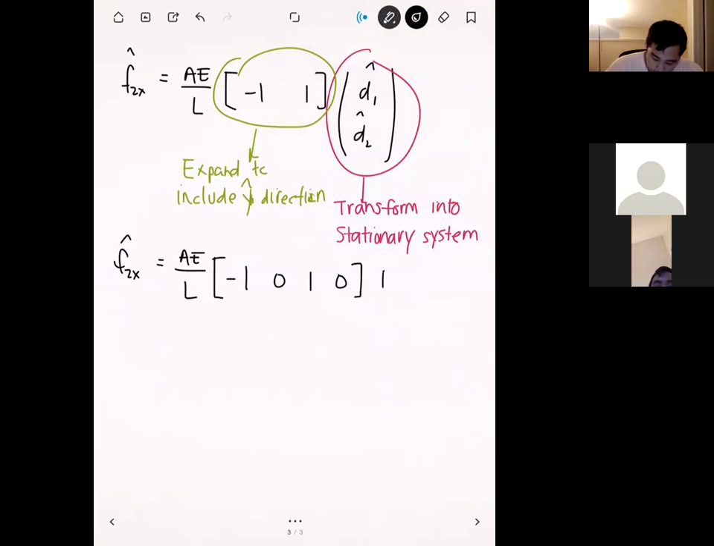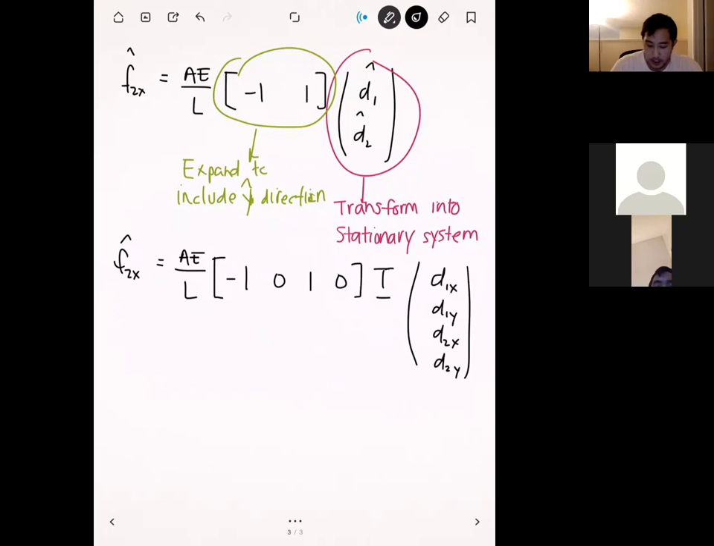And then to that, we're going to multiply our transformation matrix. And then we're going to multiply our displacement vector in the stationary coordinates. So this is going to be d1x, d1y, d2x, d2y.